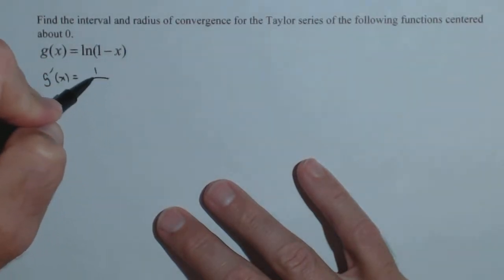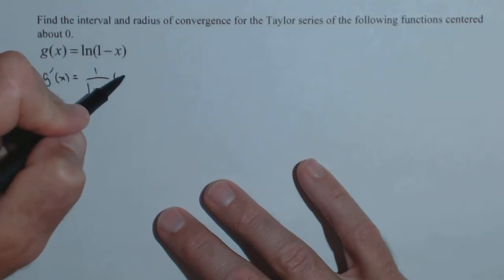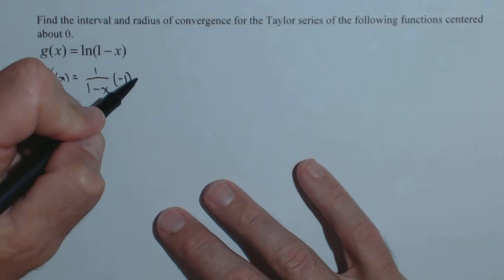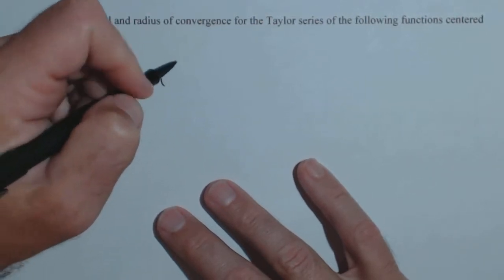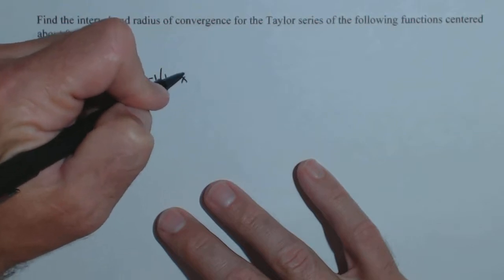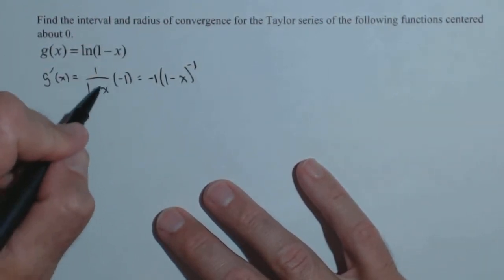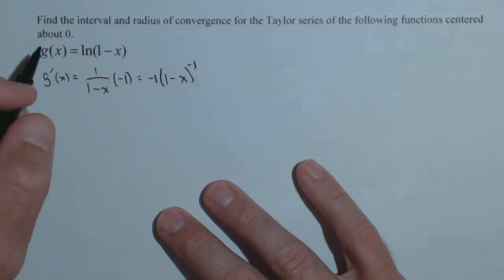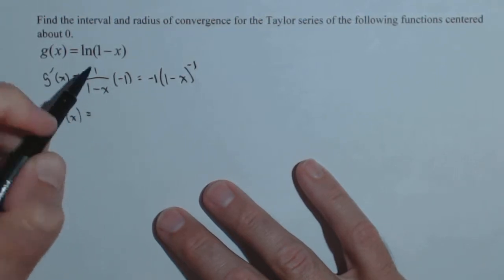G prime of x is 1 over 1 minus x times negative 1, because it is a chain rule. We might go ahead and rewrite that as negative 1 times 1 minus x to the negative 1 to take our derivatives. Or you might recognize this and say, oh, well, we know the terms of this guy here. There's different ways of finding this series. This is just one of them.